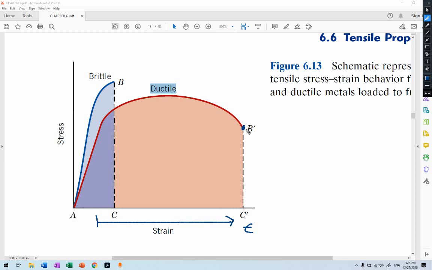If you try, for example, to pull the chewing gum more, at one point there will be two pieces. That's basically the last point. They no longer stand anymore. That's how much they can deform, basically. That will be ductility.